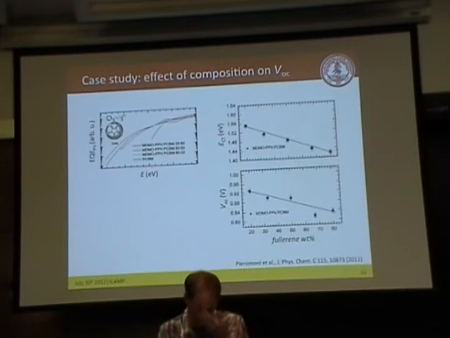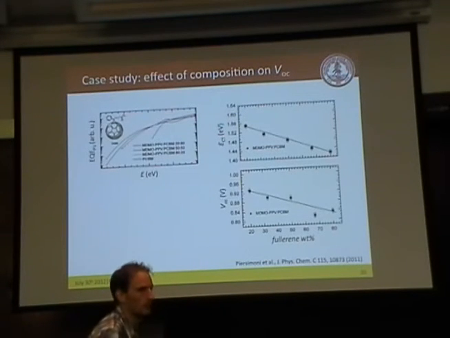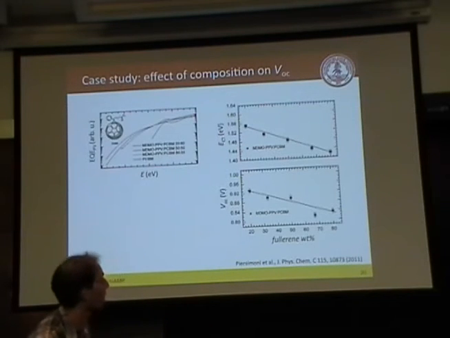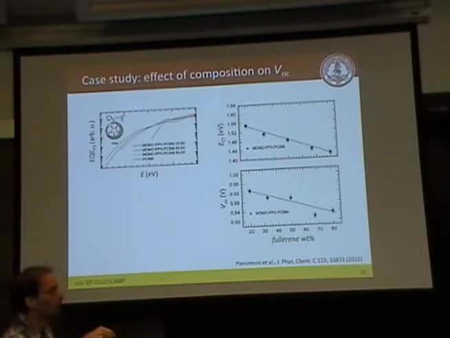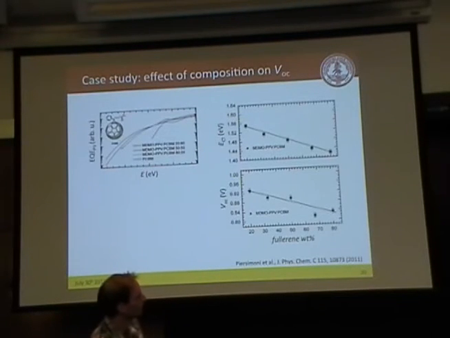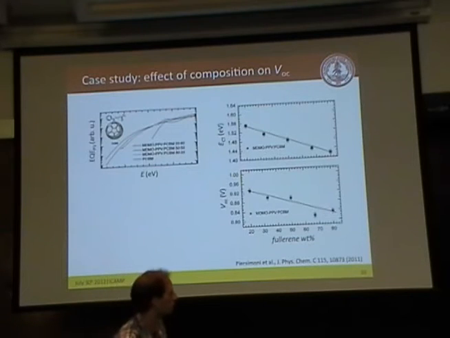Now composition. If you add more PCBM, the VOC goes down. What we see if we do this measurement and we look at this extra band, is that the CT band redshifts again. So again, the energy of the CT state drops and the VOC goes more or less along.